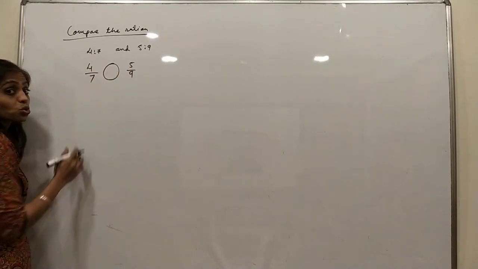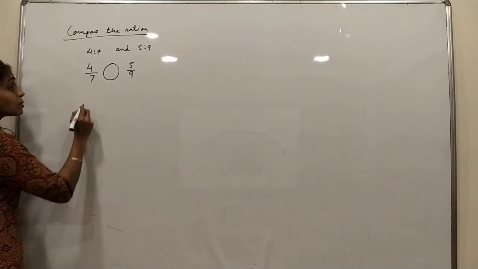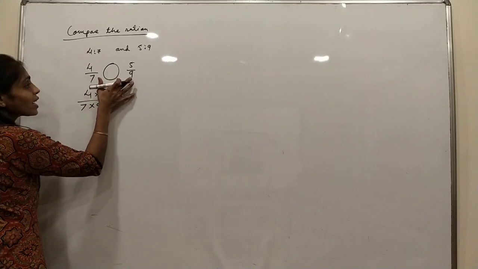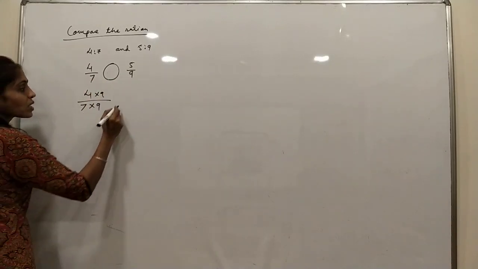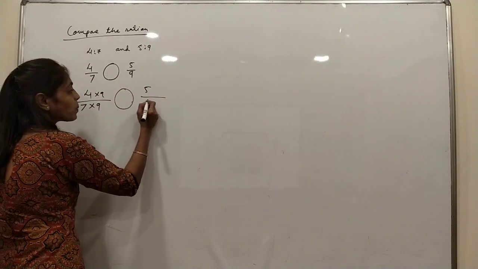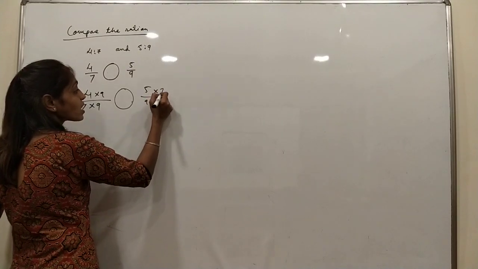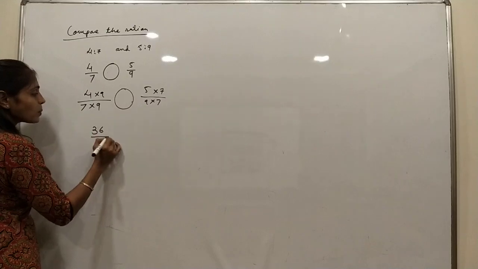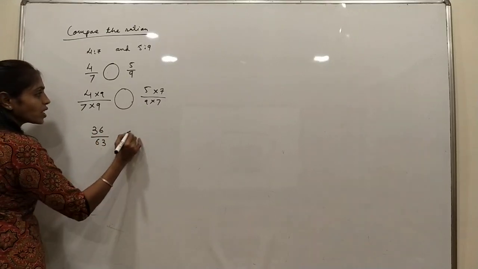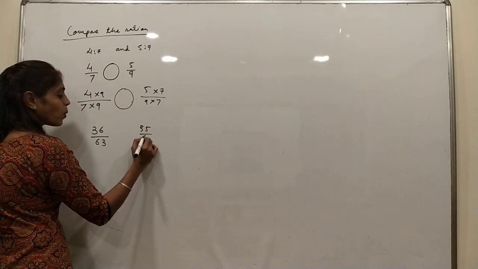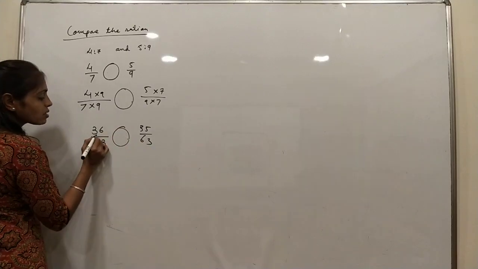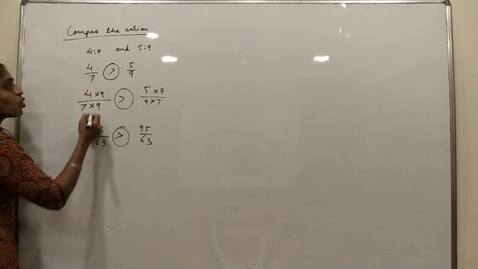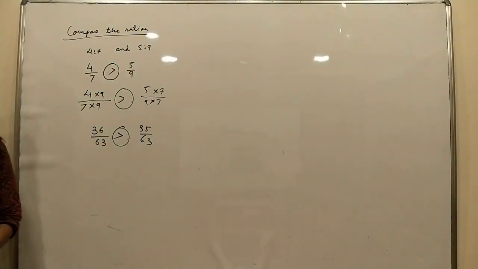Then we have to show the method. So 4 upon 7 into 9, and 5 upon 9 into 7, 63 is the LCM of 7 and 9. 36 upon 63, 35 upon 63. And the denominator is the same, so the numerator is greater, so 4 upon 7 is greater.